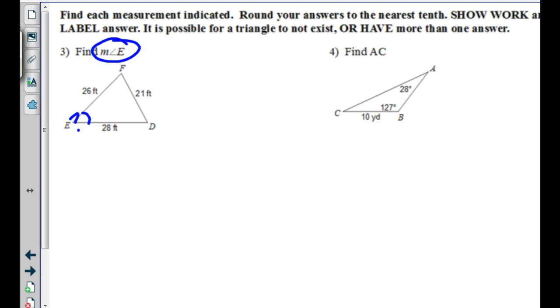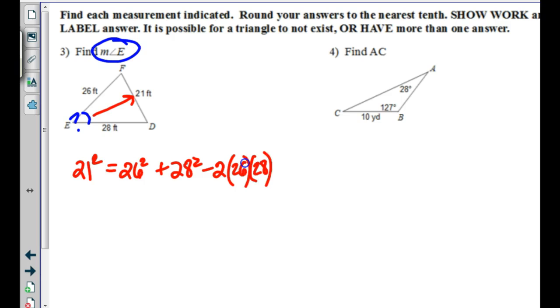Which one do we want to start with? Yeah, the one across from it, so the 21. Somebody tell me how it goes. 21 squared equals 8 squared... oh, the 26 squared. Okay. 26 and 28, be careful. Cosine of angle E.